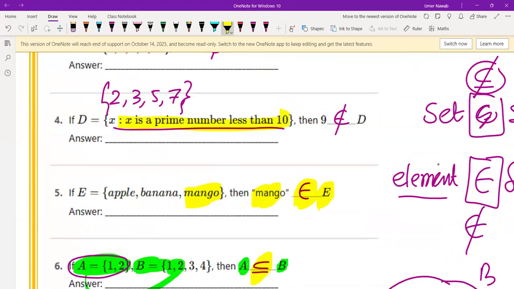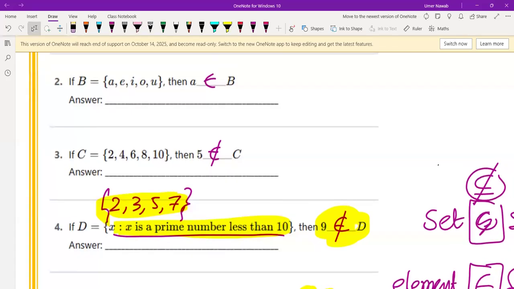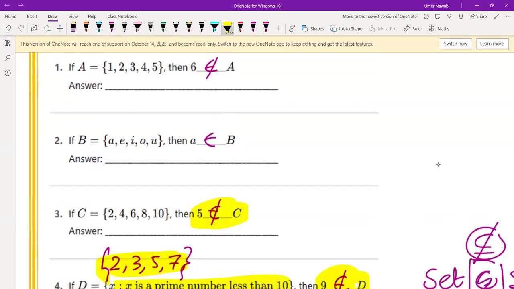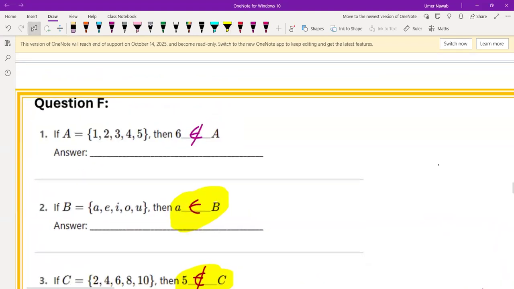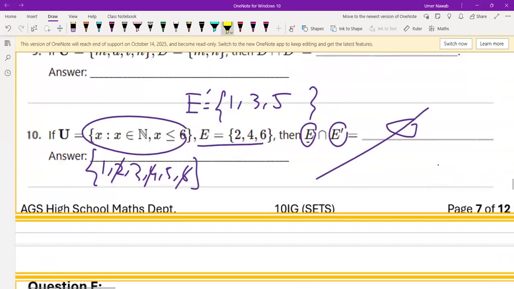Then you see all the prime numbers less than 10: 2, 3, 5, 7. Then 9, can I say 9 belongs? No, 9 is an odd number. It's not a prime number. So 9 doesn't belong to the set D. There is a number 5. No, 5 is here. So 5 doesn't belong to the set C. Set B: A, E, I, O, U. So A is a vowel. Okay, so it belongs to the set B. 1, 2, 3, 4, 5. No, 6 is not there. So 6 doesn't belong to set A.